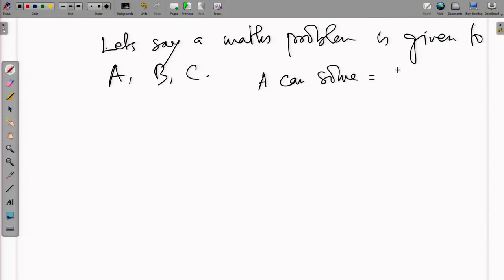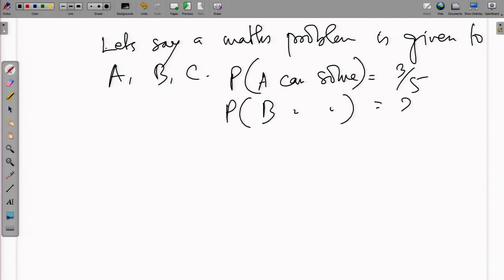That probability is, say, 3 by 5. It's just a random number I'm conjuring up. Let's write the probability A can solve and the probability B can solve. Let's say this is 2 by 5, and the probability C can solve is, say, 1 by 5. Now I ask, what is the probability that the problem is not solved?